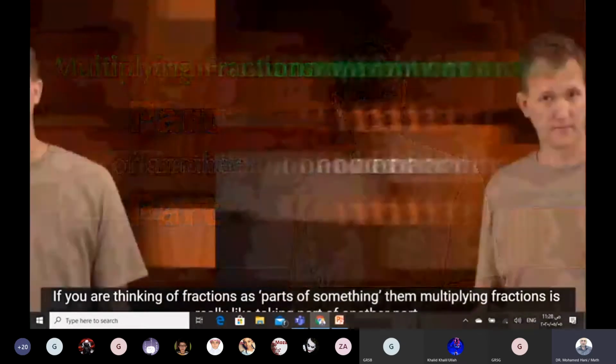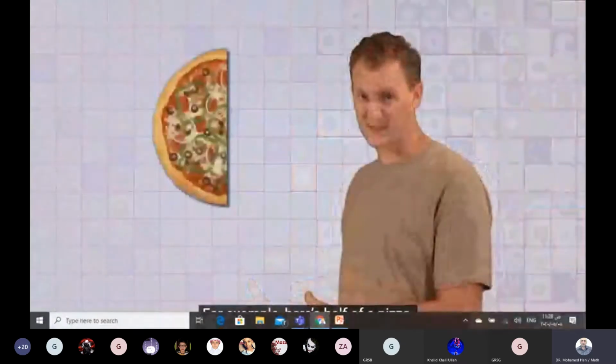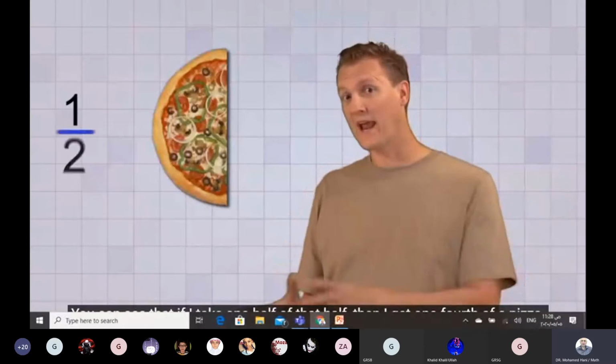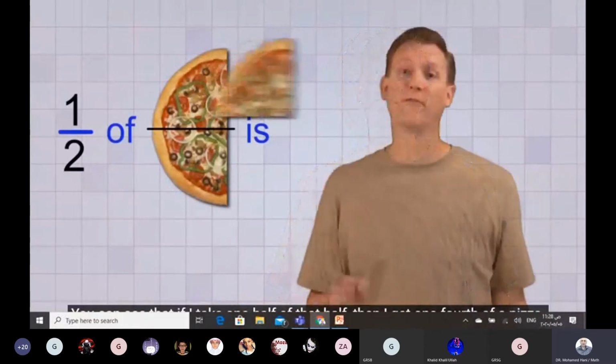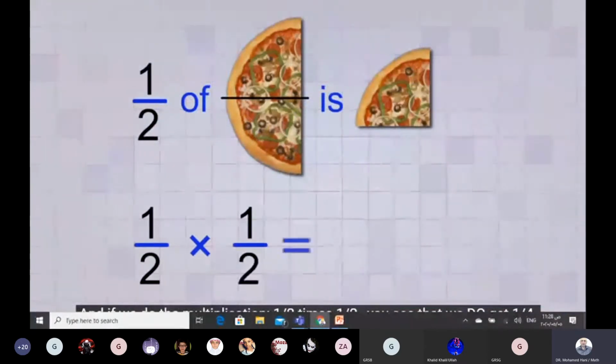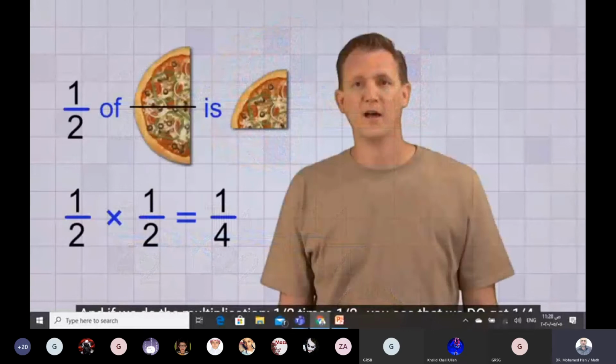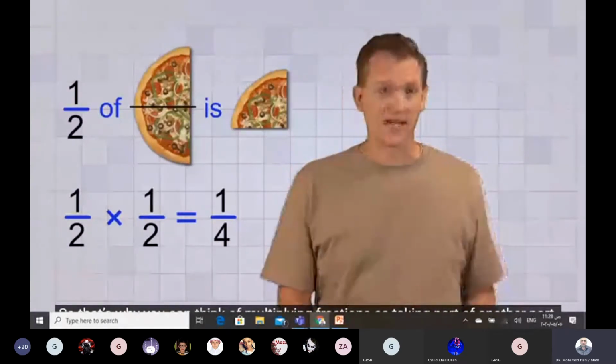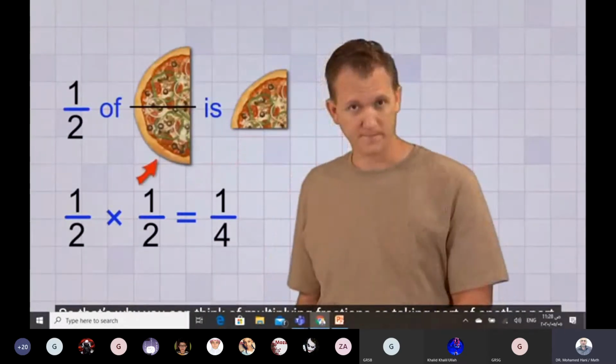of another part. For example, here's half a pizza. Now you can see that if I take 1/2 of that half, then I get 1/4 of a pizza. And if we do the multiplication, 1/2 times 1/2, you see that we do get 1/4. So that's why you can think of multiplying fractions as taking part of another part.